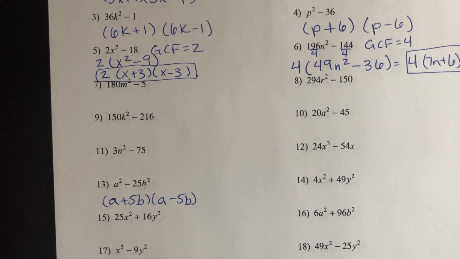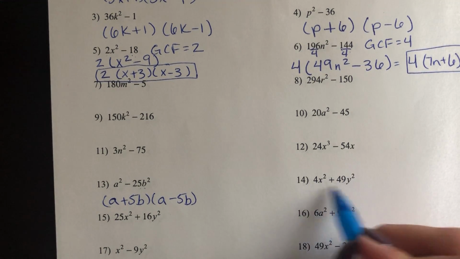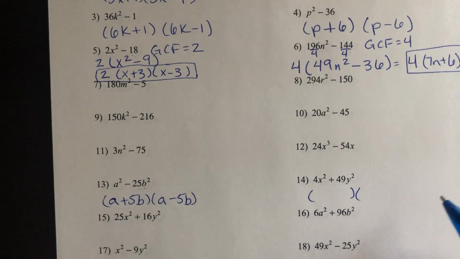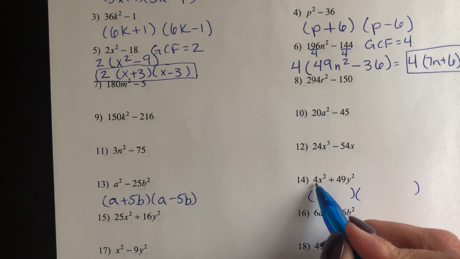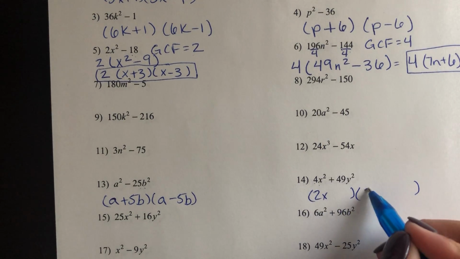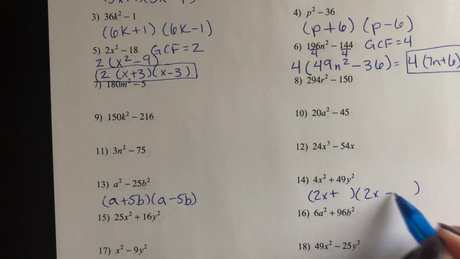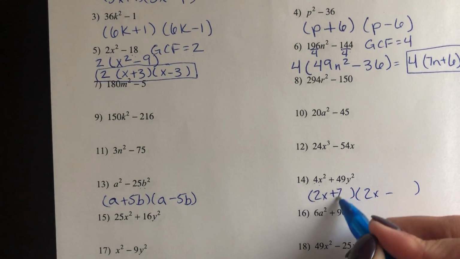Pause the video, try 14. All right, let's see how you did on 14. No GCF here. Square root of 4x squared is 2x. Signs plus minus. Square root of 49y squared is 7y.